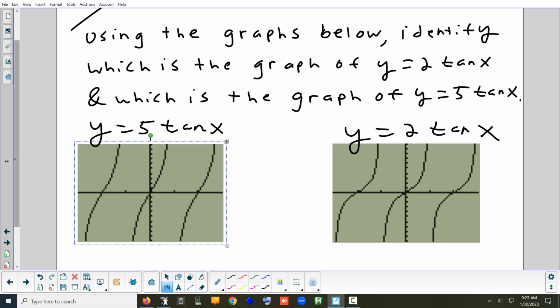Now, if I asked you to identify the asymptotes in this one, there's no change to the asymptotes here compared to the original. Stretching vertically does not change asymptotes. Stretching or compressing horizontally would change it. Any questions on that?